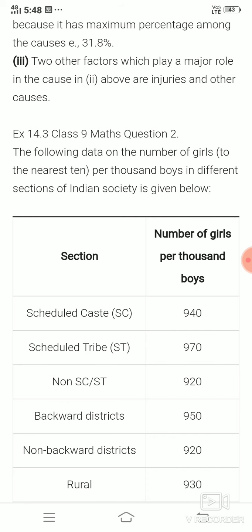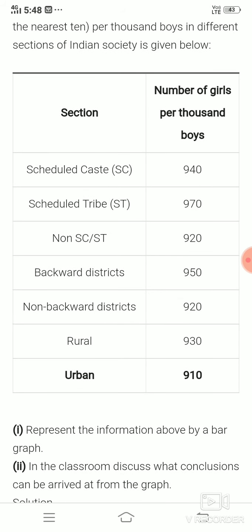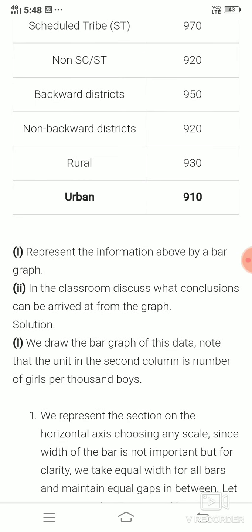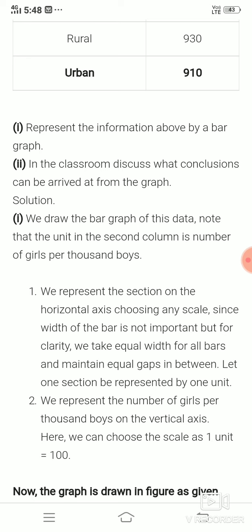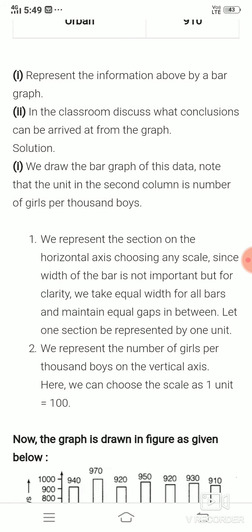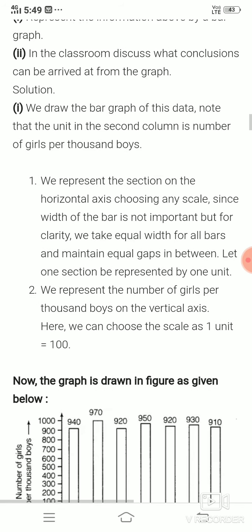Then the next problem: a table is also given, with section and number of girls per thousand boys. We just need to present this as a bar graph and, using this, give the analysis. On the horizontal line we can choose any scale, since it is a bar graph, but give a gap between two rectangles. We represent the number of girls per thousand boys on the vertical axis. Here we can choose the scale as 1 unit equal to 100.